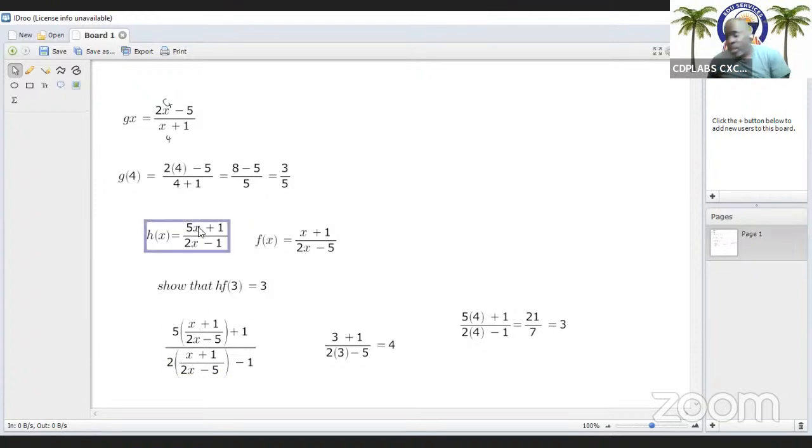So in notes, just note that the function on the inside replaces the value of x in the function on the outside. So you can write it like that. The function on the inside replaces the x in the function on the outside.